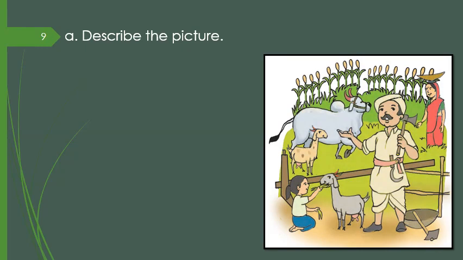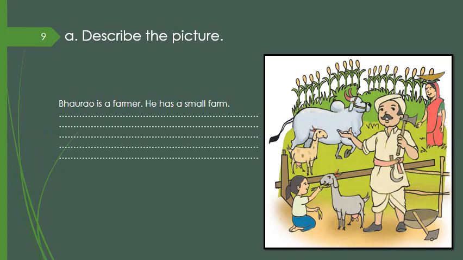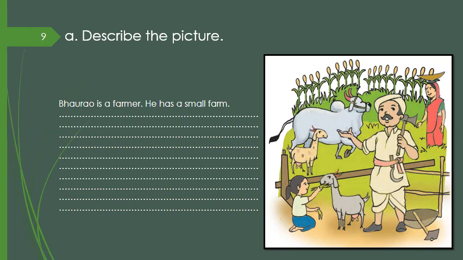So this is one picture for you. From this picture you write your own picture composition. Here is one hint. Bhaurao is a farmer. He has a small farm. And then after that you have to write your own picture composition. This is your homework. So dear students, complete this homework.